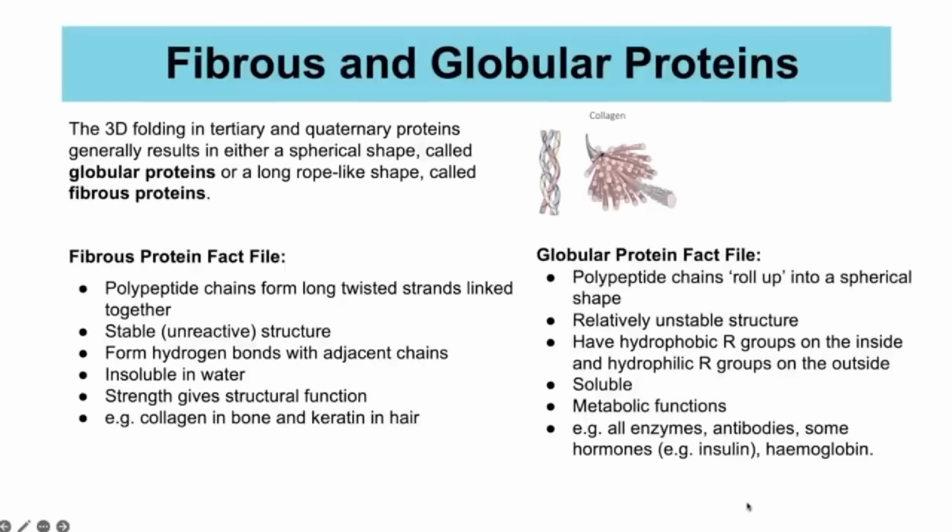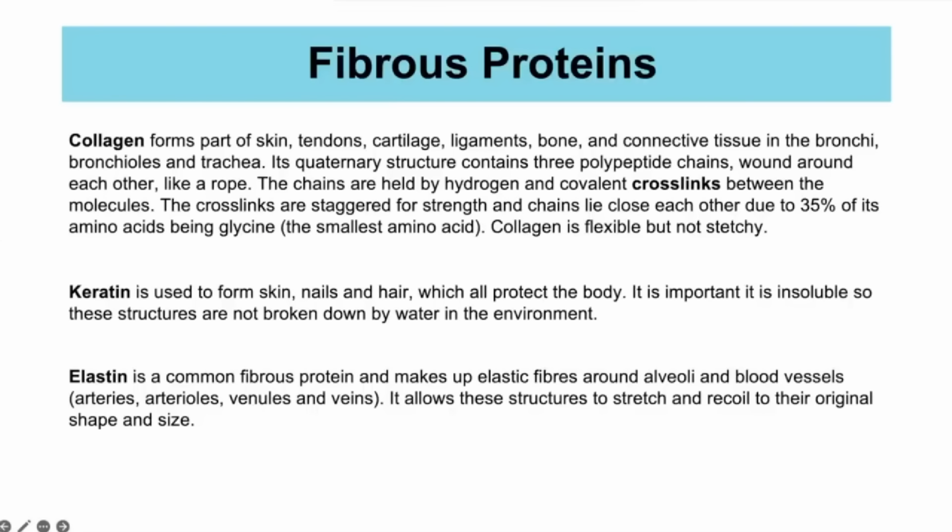For the 2025 specs change, I've just added in some extra details here linked to the level of detail you need to know for fibrous proteins and globular proteins. So if you are making notes or flashcards from this video, use this slide for the level of detail that is required. So 3 key examples of fibrous proteins that you need to know are collagen, keratin and elastin.